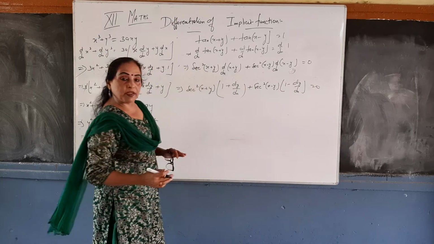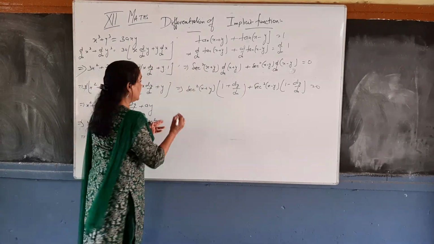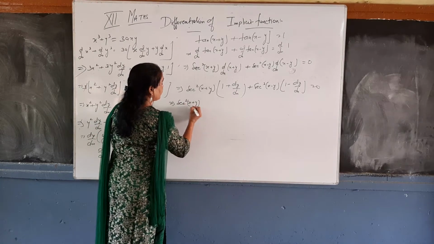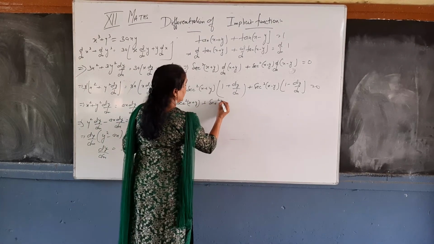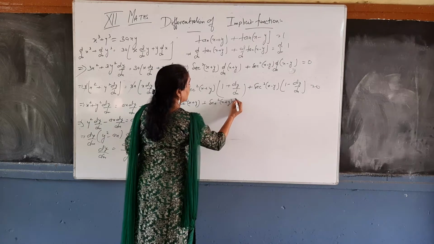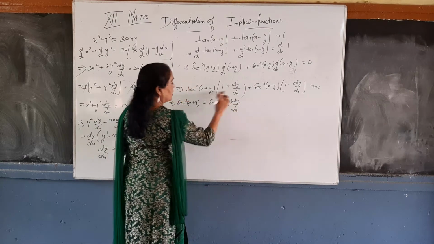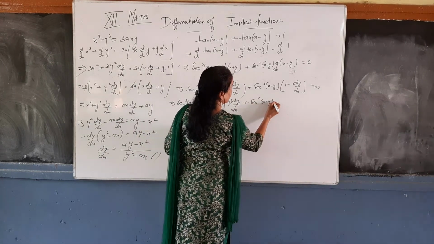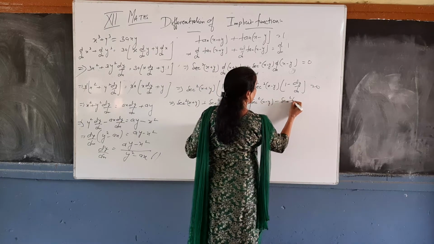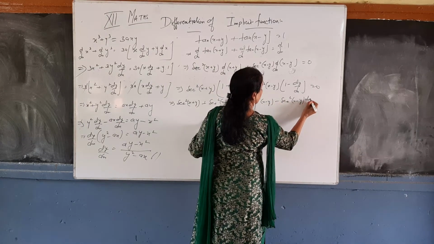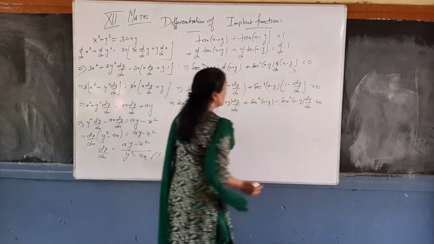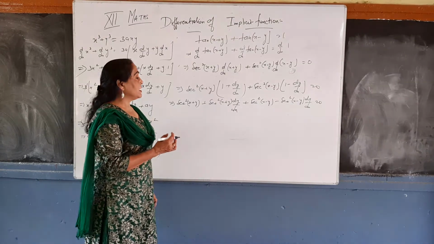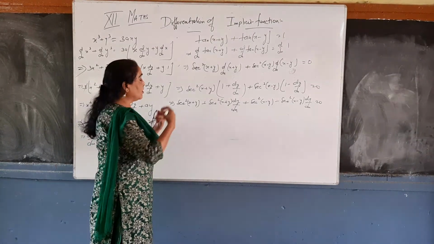Now we will simplify: open the bracket and collect dy by dx on one side. So we get sec square x plus y plus sec square x plus y dy by dx. Just open the bracket, plus sec square x minus y minus sec square x minus y dy by dx equal to 0. We have just opened the bracket, and now collect dy by dx on one side and the other terms on the other side.